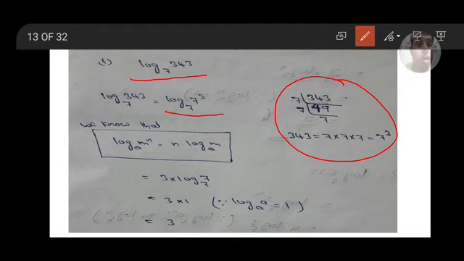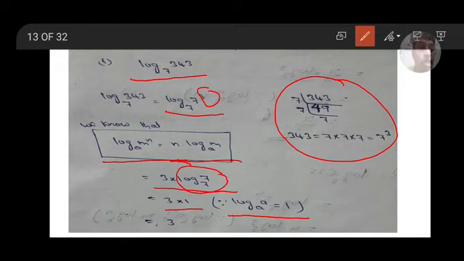So by using the property log m to the power of n to the base a, here m to the power of n, that power will come as a coefficient, n into log m to the base a. So this 3 comes as a coefficient, 3 into log 7 to the base 7. And log 7 to the base 7 value is 1, because log a to the base a, same number, value is 1. So 3 into 1, that is 3 is the answer. Okay. Let us move to the next problem.